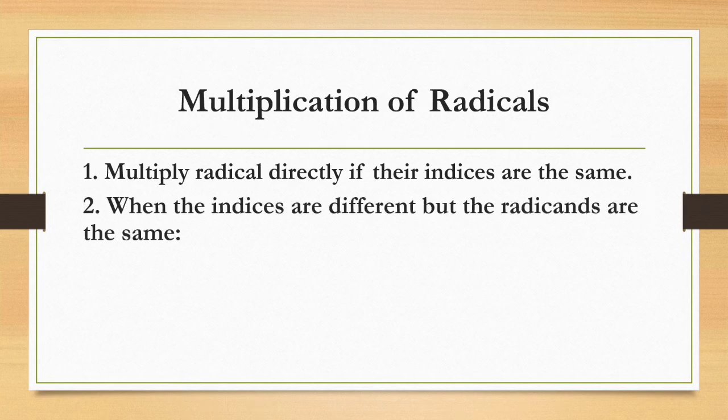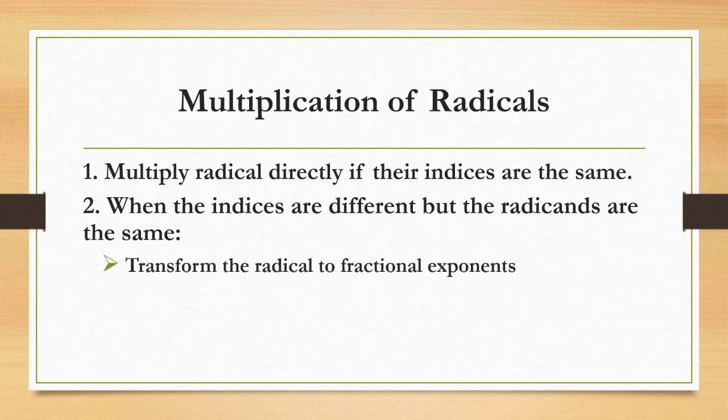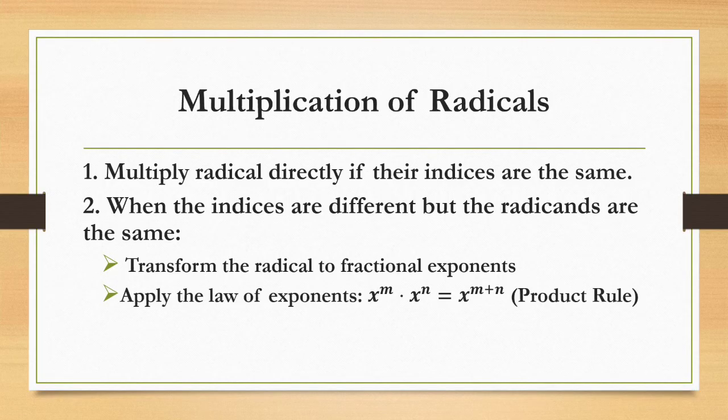Number 2, when the indices are different but the radicands are the same, we're going to transform the radical to fractional exponents. Then, we're going to apply the laws of exponents or the product rule, which states that if we're going to multiply expressions with the same base, all we need to do is copy the same base, then add the exponents. In symbols, we have x raised to m times x raised to n is equal to x raised to the power of m plus n. Then finally, simplify if necessary.